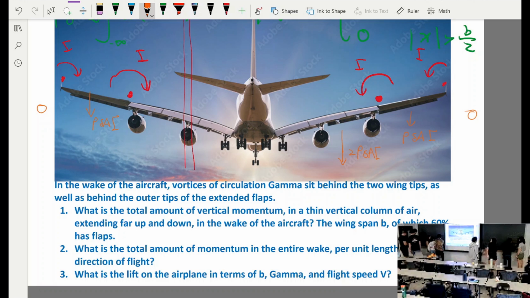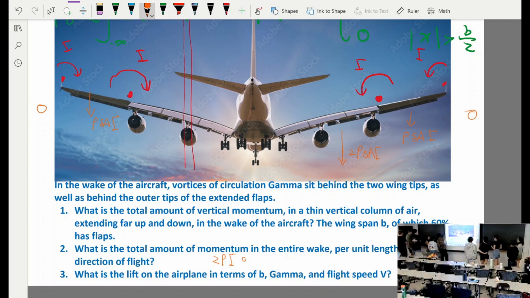I thought this was your answer to question 2 or question 1. We got this, but then we read question 2 and felt that was our answer for 2. Yes, exactly. So what would 1 be? Question 1 is asking what is the total amount of vertical momentum within a thin column, right?